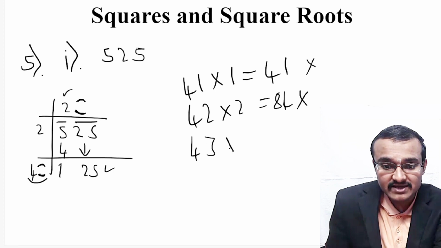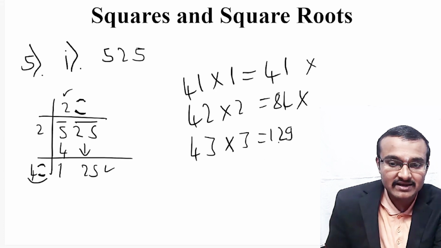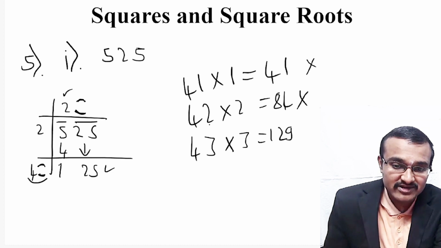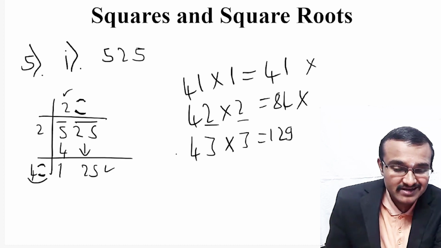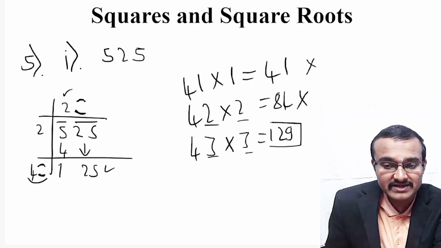Next, if you take 3, it will be 43 into 3. So what is 43 into 3? 3 3s are 9, 4 3s are 12. So you are getting 129. That means here you can see when you substituted 2, you got less than 125. If you substituted 3, you got more than 125, that is 129.